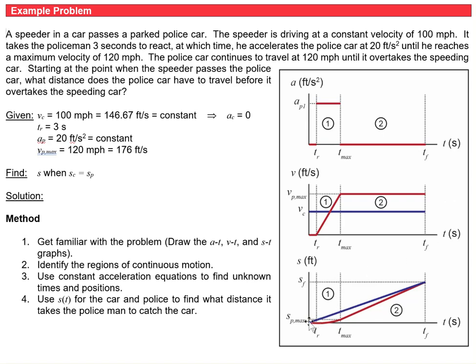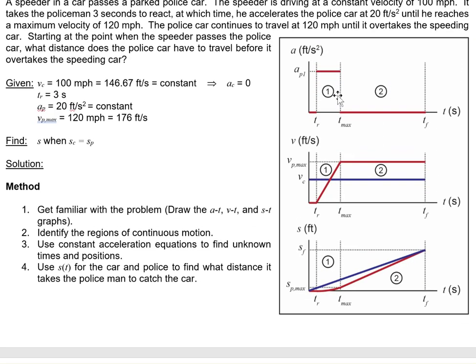Position for the car is linear because it has a constant velocity, and the slope of this line would be the value of that velocity. For the police car, no change in position until the reaction time. Then it increases its position non-linearly, and then it goes linear after that. All right, and we have the different regions, right? We won't worry about the reaction time region because we're not going to do much with it. So region 1, region 2.